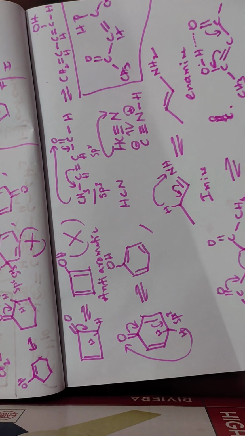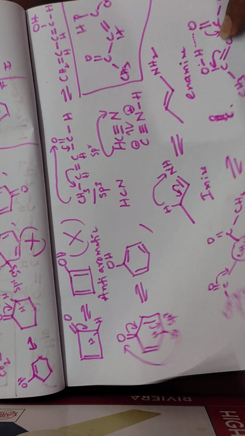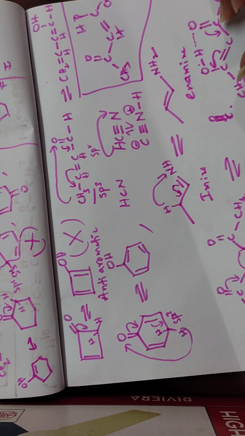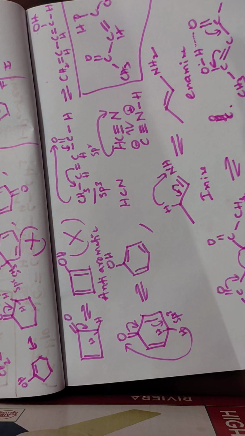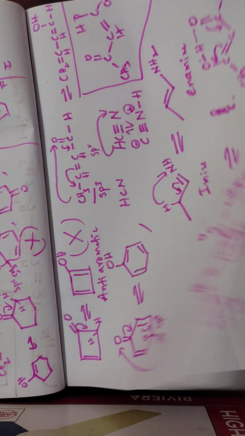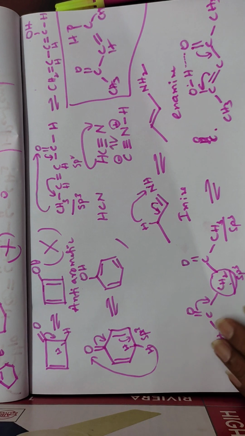Here one nitrogen. Due to delocalization of pi electrons, it gets more stable. So this compound changes from here to here. These two compounds are the tautomers. This phenomenon is called tautomerism. This is about tautomerism. Okay, thank you.